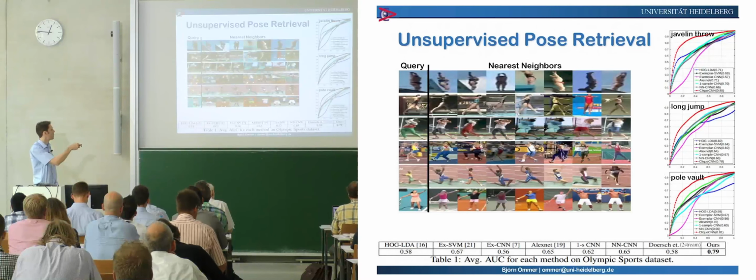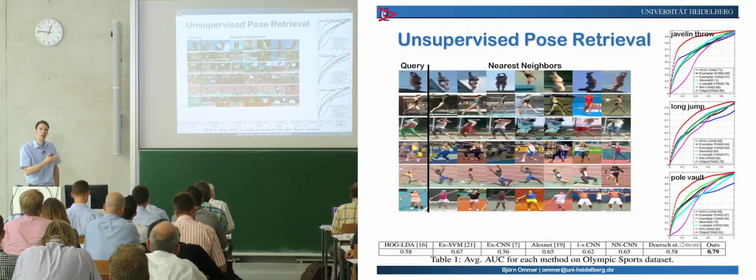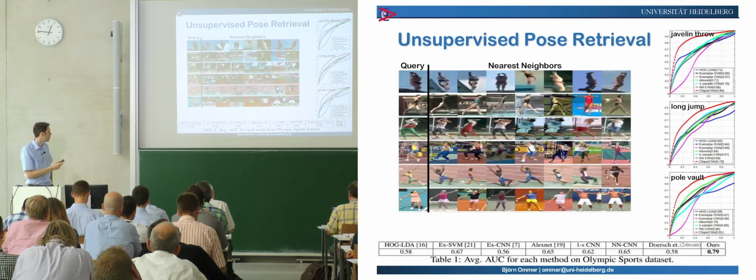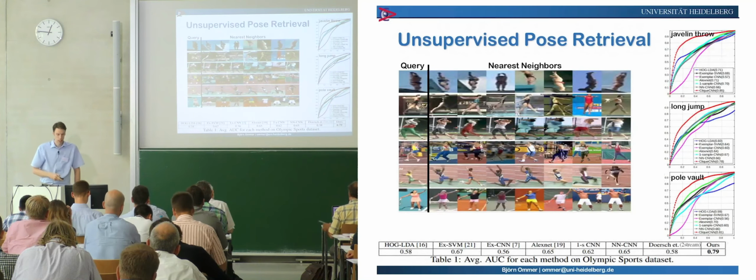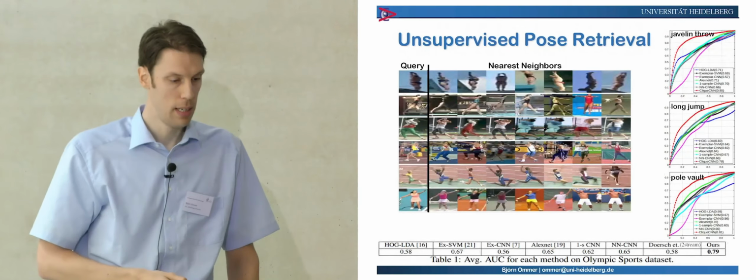So you take an individual posture and then ask the algorithm what are similar postures, again, without actually having been provided with any labels here. I can compare that on the Olympic sports data set, and yeah, sure you get some better performance with that.